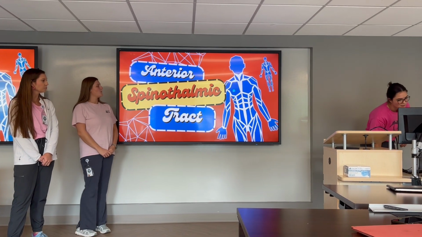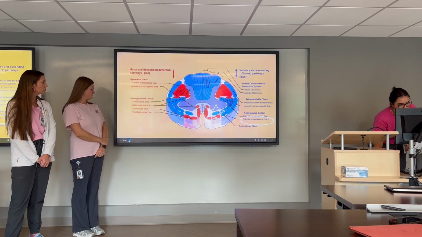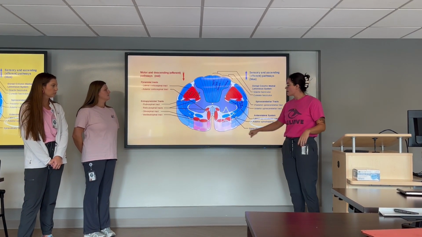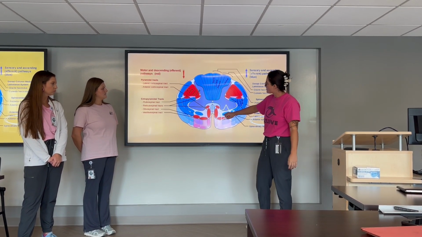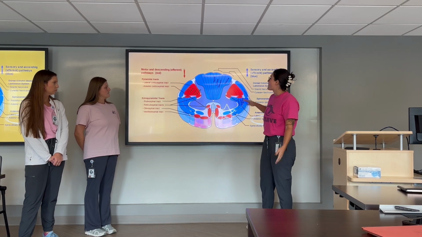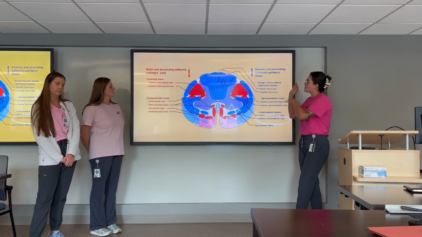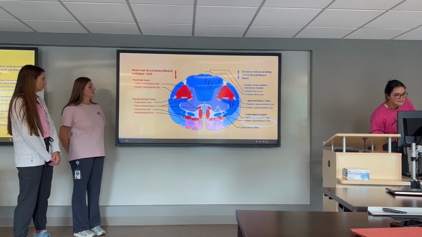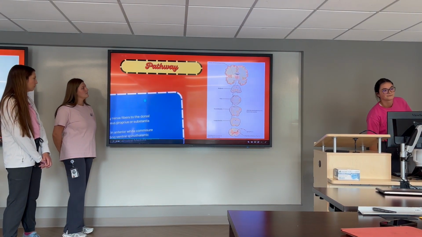Alright, to begin, we're just going to look at a cross-section of the spinal cord, just to identify the tract that we're looking at. It is going to be located in the anterior portion of the spinal cord, and Taylor's going to touch a little bit more on the pathway, where signals begin and where they go in order to go up to the brain, because it is an ascending sensory pathway.